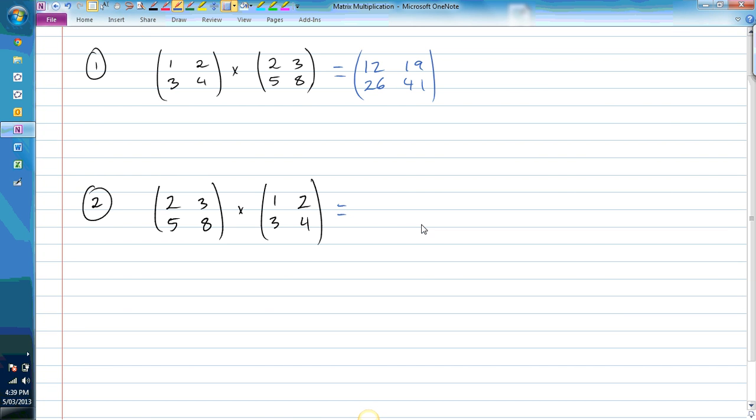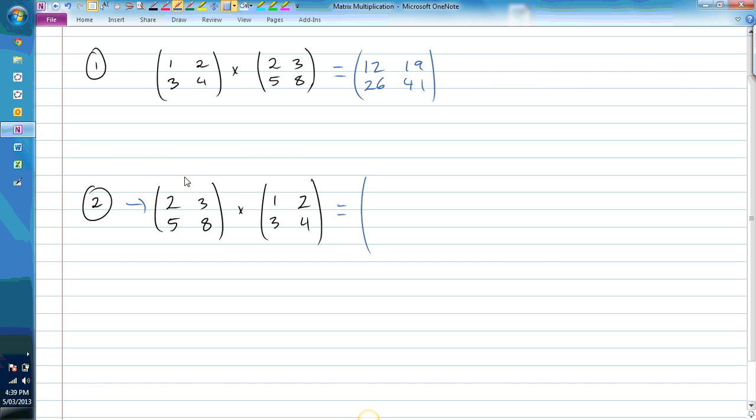Second example, I'd like to do the same two matrices, but I'm going to swap the order of the multiplication. And rather than setting them out as I did the last problem, drawing the two matrices and filling it in here, I'm just going to go straight into the multiplied form to show you that you can actually do that if you're more comfortable that way.